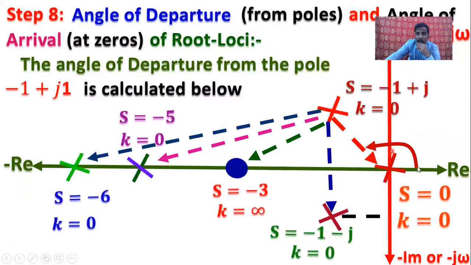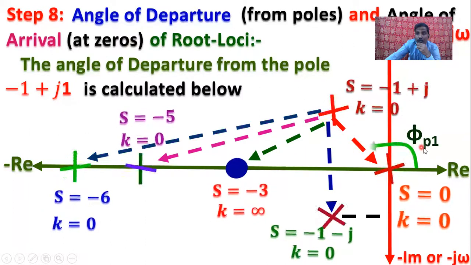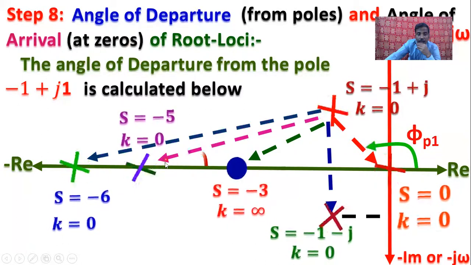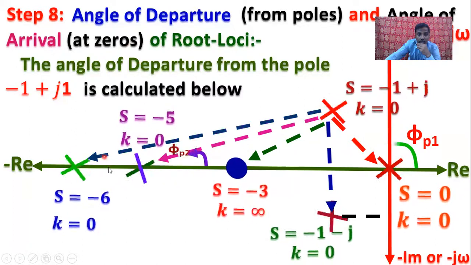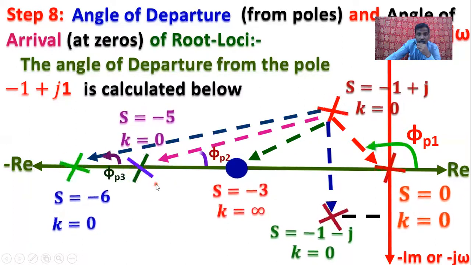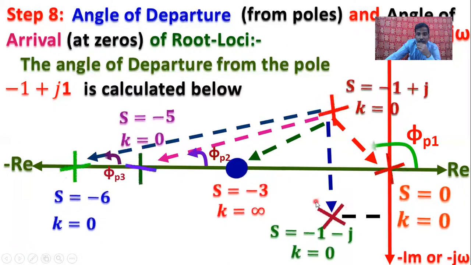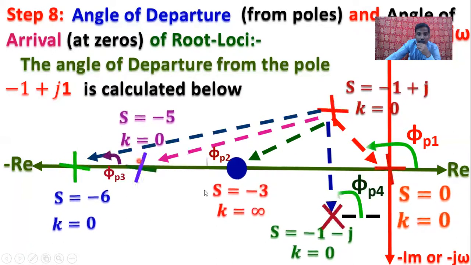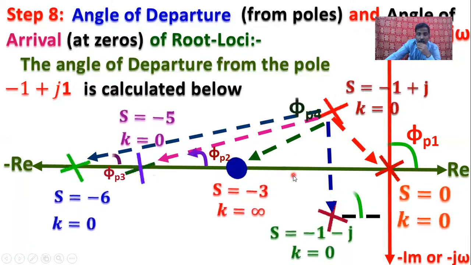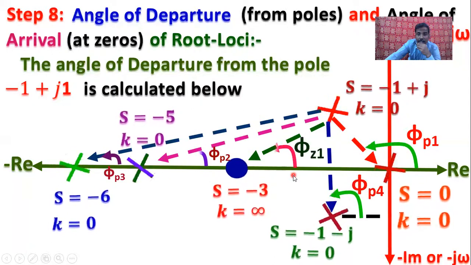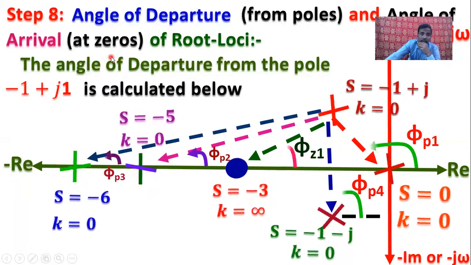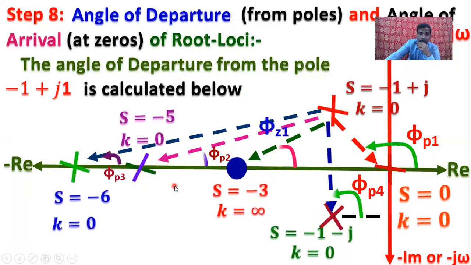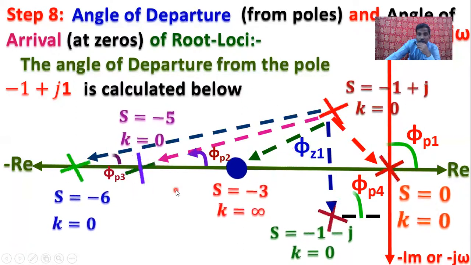This is the angle phi p1, this is the angle for pole phi p2, this is for phi p3, and this angle is for pole phi p4. For the four poles we have phi p1, phi p2, phi p3, and phi p4, and for this zero the angle phi z1. So this is the angle of departure calculation process with respect to imaginary poles.